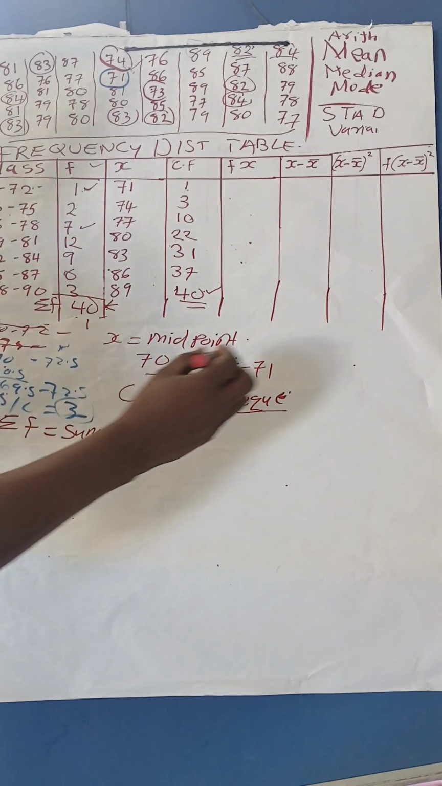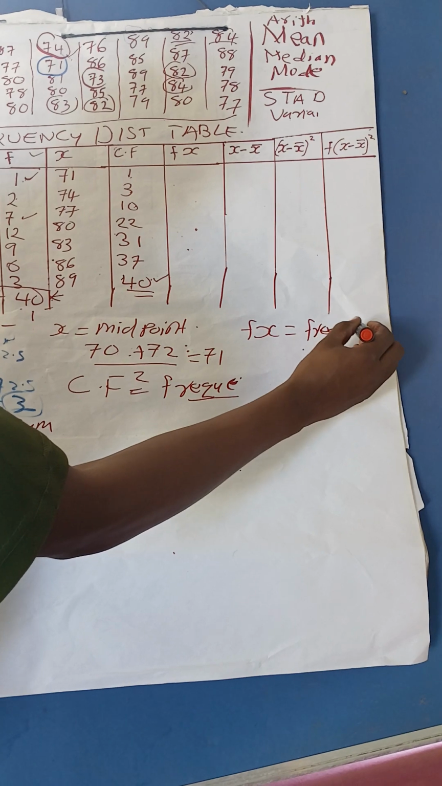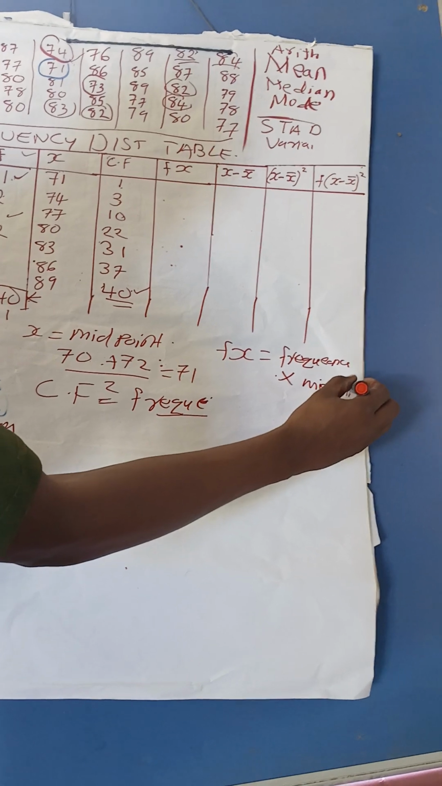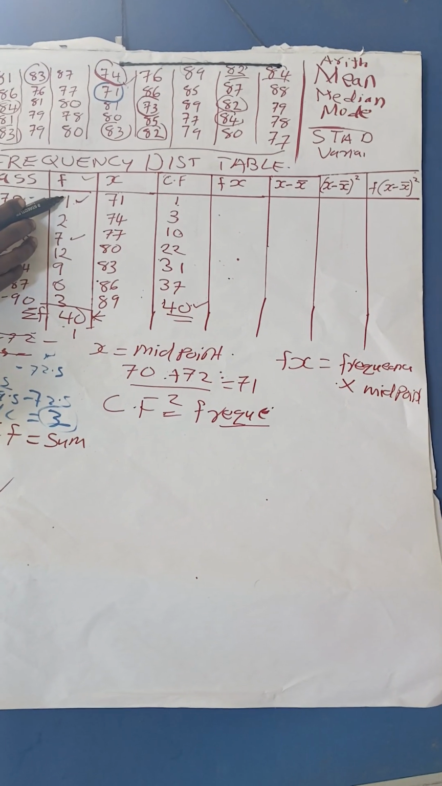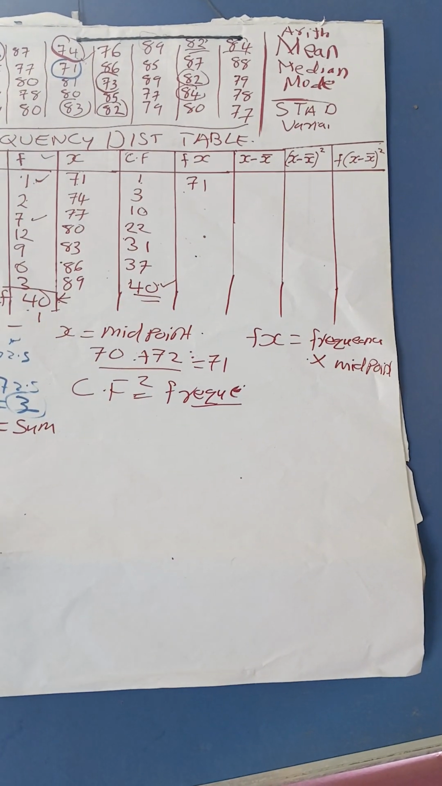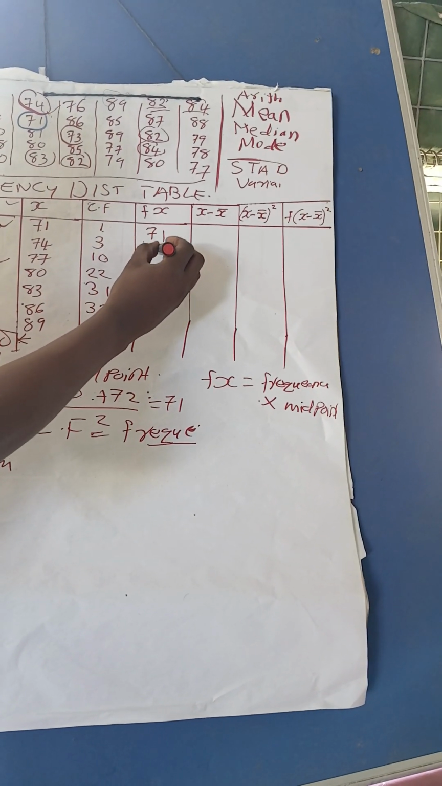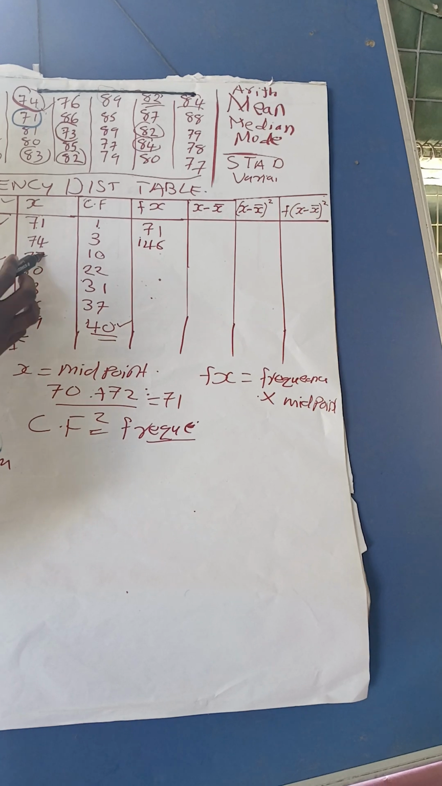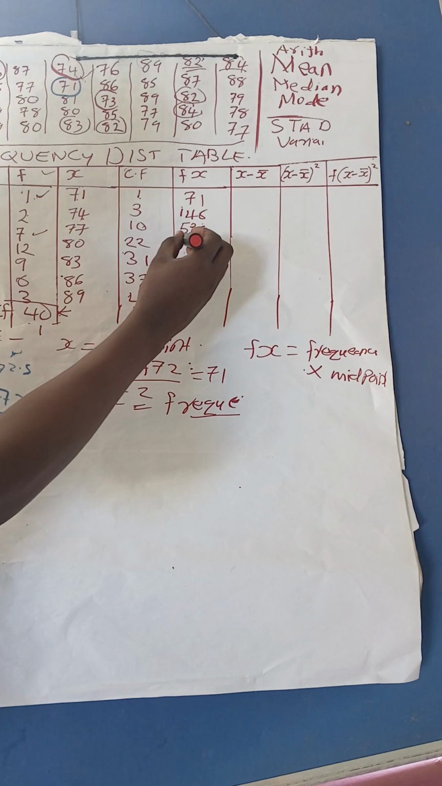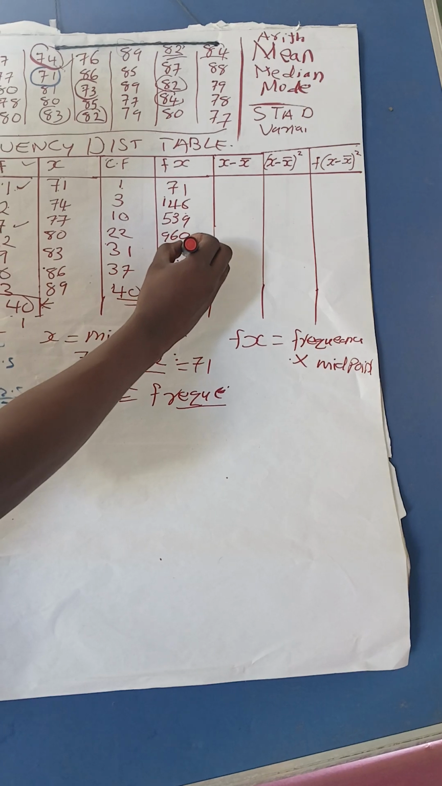How do you get fx? Fx just means frequency multiplied by midpoint. For the first one, frequency is 1 and midpoint is 71, so 71 times 1 is 71. The same thing: 2 multiplied by 74 will be 148. Then the next one, 7 multiplied by 77 is 539. Next, that way, 960. So you multiply frequency by midpoint, then you get your answer.